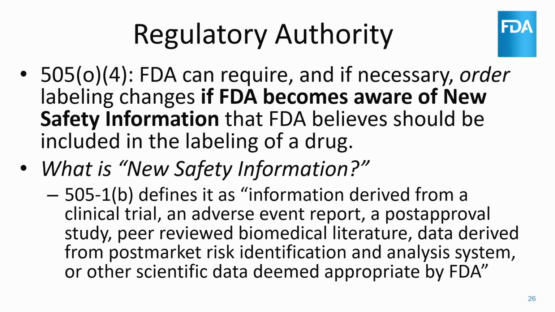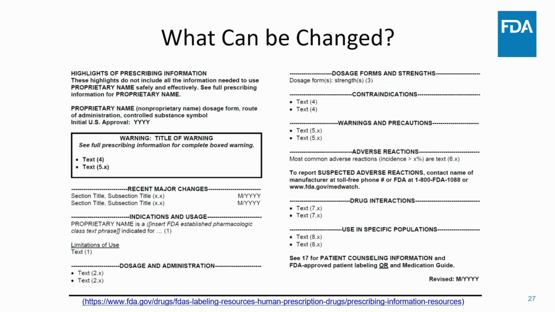But if we are thinking that the body of data requires us to make this change in labeling, what kind of changes can be made and what else must we consider when we are looking to make a change? So first, let me talk about the type of changes that can take place in labeling. This is a screenshot showing a template of the highlights section of labeling. These sections are in what we call physician's labeling rule or PLR format. Most FDA approved labels are in this format.